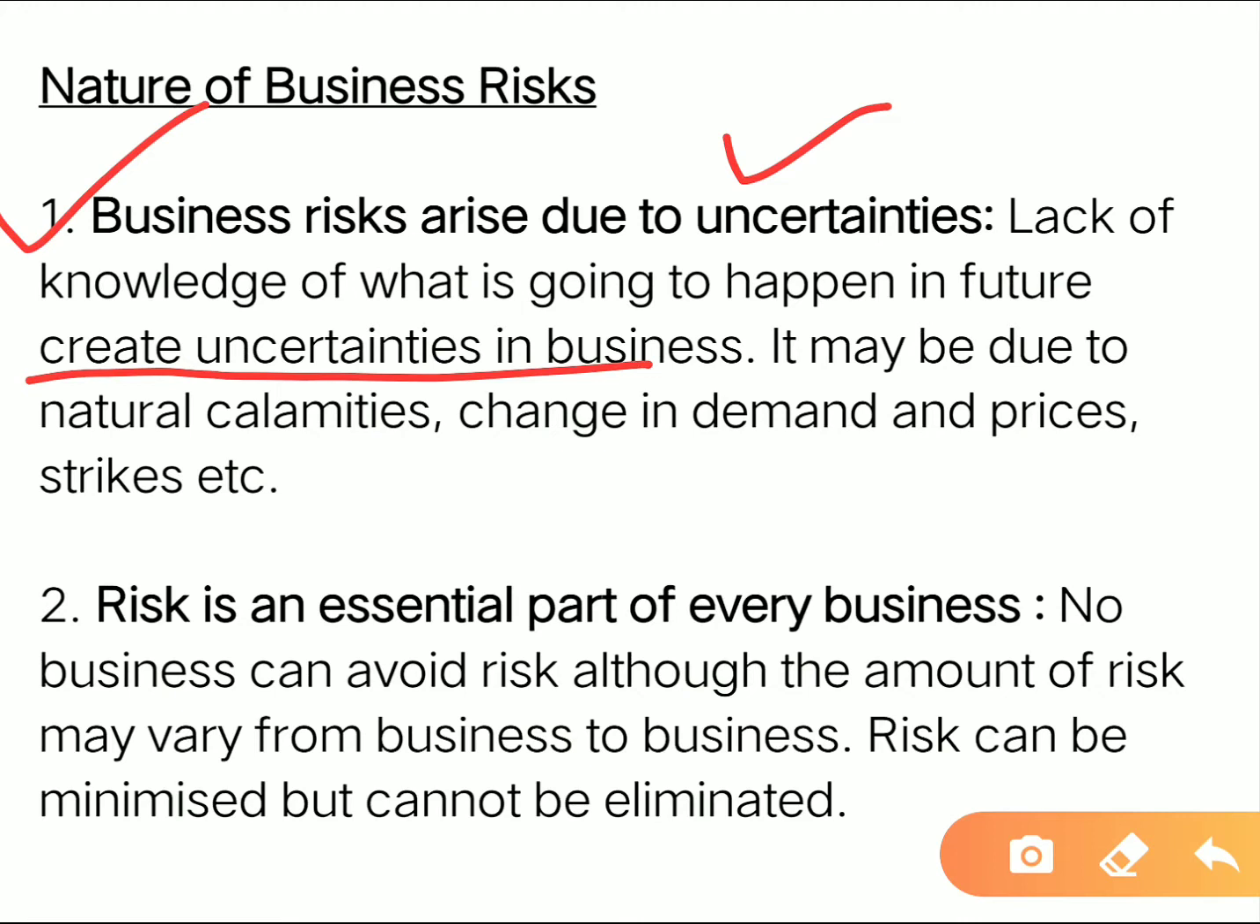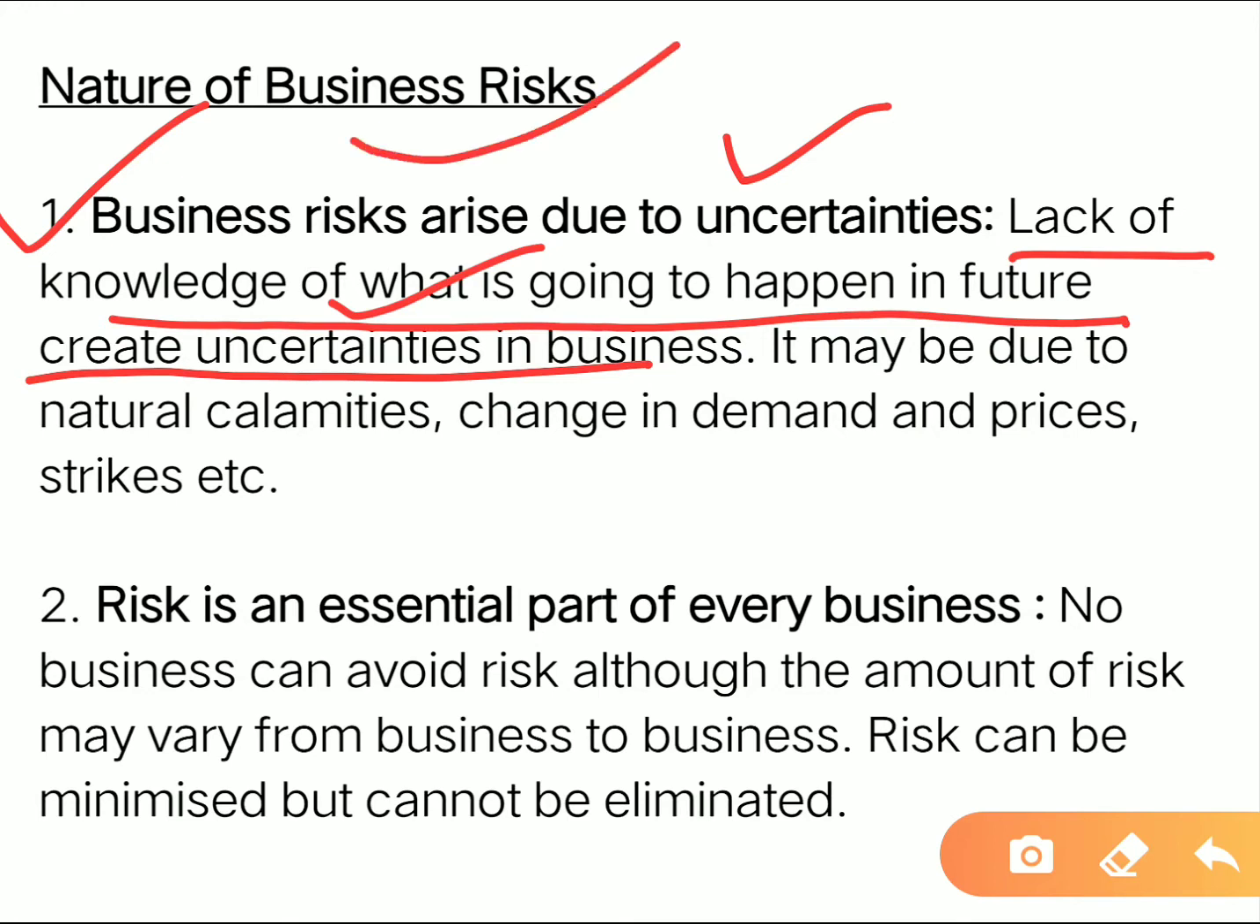See students, lack of knowledge of what is going to happen in future. Lack of knowledge means what? The businessmen do not have that much knowledge of what is going to happen in future. As I told you, the future is not sure, we are not sure what is going to happen in future. Future is uncertain. So the businessmen also do not have complete knowledge about the future, and the uncertain events are generally what create a chance of business risk.